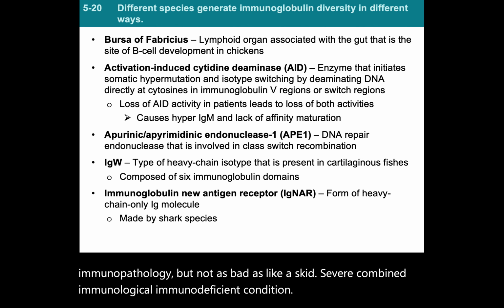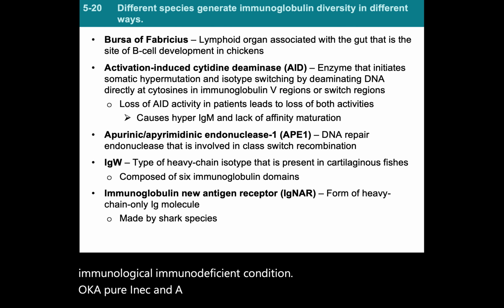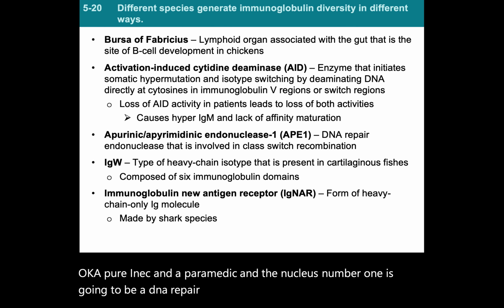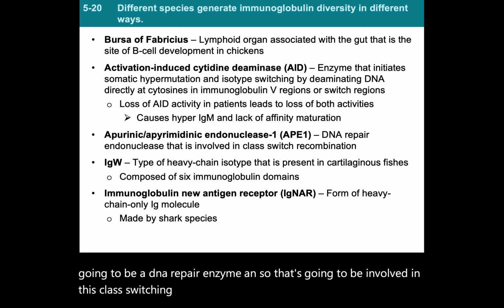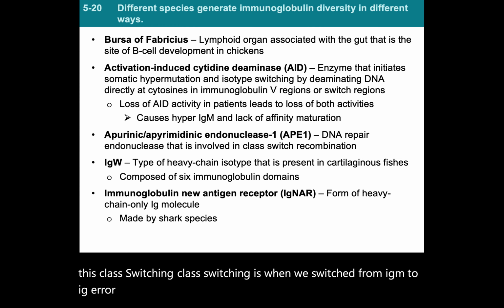Okay, apurinic/apyrimidinic endonuclease 1 is going to be a DNA repair enzyme, and that's going to be involved in class switching. Class switching is when we switch from IgM to IgG 1, 2, 3, 4, or E or A. Or rather M and D, because those are made together.